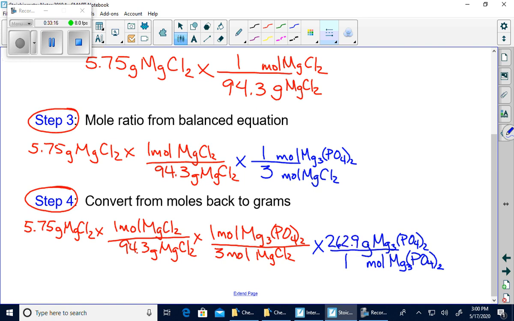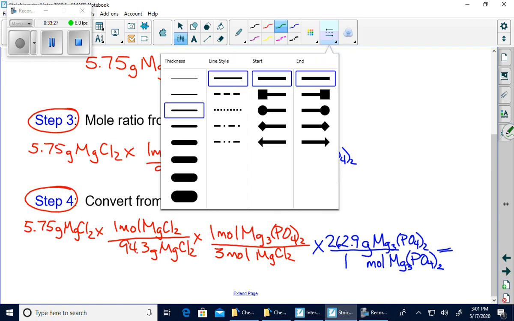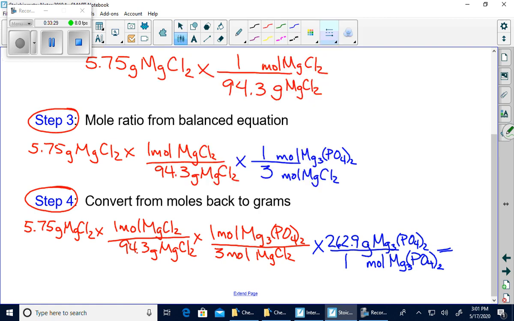All right. Okay. So now, let's go through it and see if everything crosses out that I want to cross out and end up with what I want. Grams of magnesium chloride cancel. Moles of magnesium chloride cancel. Moles of magnesium phosphate cancel, leaving me grams of magnesium phosphate. That's what I want.